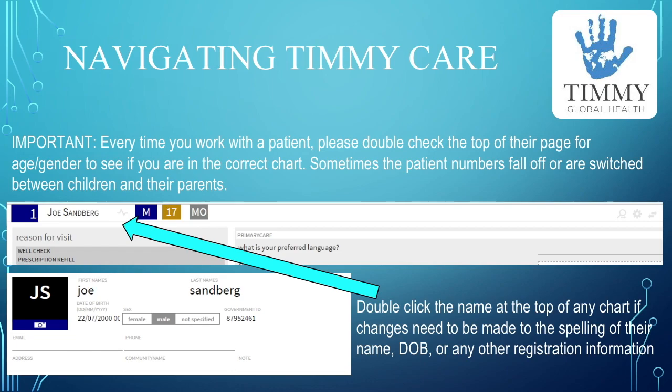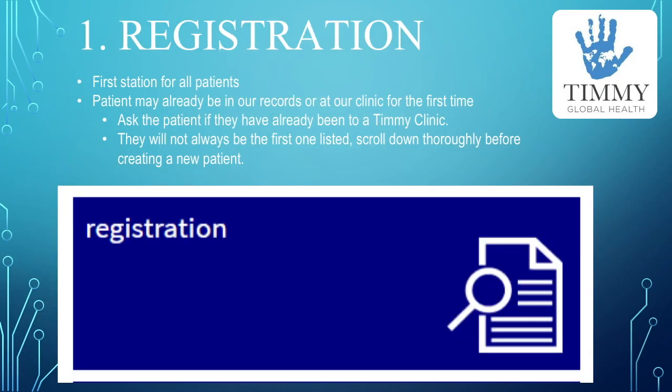If for any reason there was an error in the birthday, their gender, or the spelling of their name, you can just double click the top bar on any patient file and it'll drop down to this picture, which is in the lower left-hand corner, and you can adjust that accordingly. So if it says the patient is 2,000 years old, you're going to want to go back in and make sure they have the right date of birth. That's mainly all there is to navigating TimmyCare.